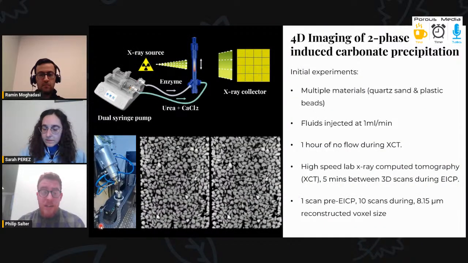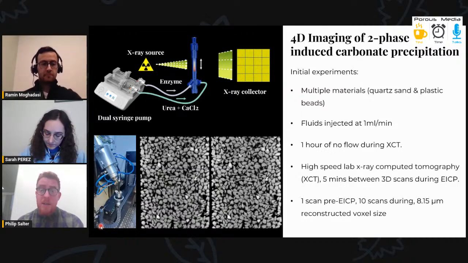So in our initial set of experiments, we extracted the urease enzyme from jack beans. The idea behind using the enzyme instead of the bacteria is that it is much smaller, typically around 9 nanometers, whereas the bacteria is around half a micron in diameter and several micron in length. So we injected this solution of enzyme while simultaneously injecting a solution of urea and calcium chloride, and allowed the two solutions to mix within porous media.